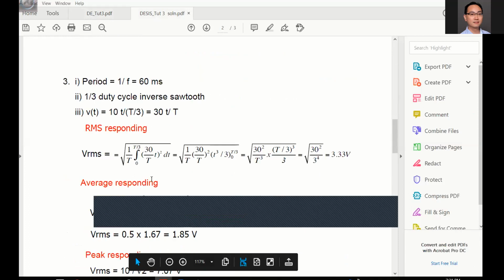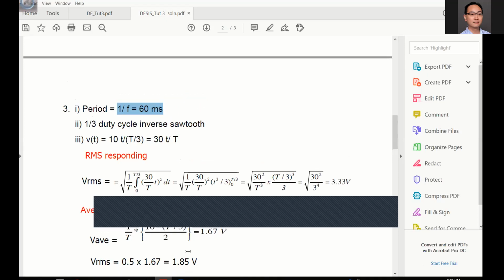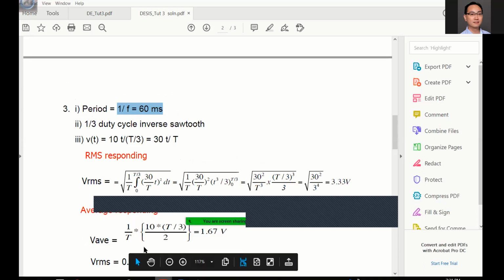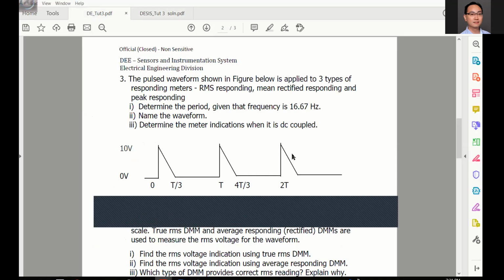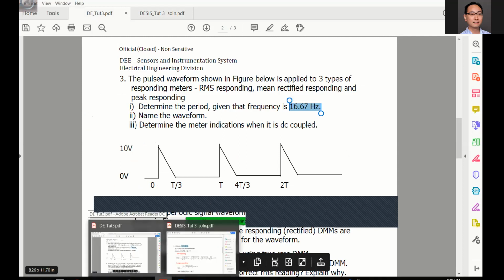Okay, so Mr. Chan actually did this one. So the calculation is quite simple. Period, I think we know. Period is 1 over the frequency, right? So 1 over the frequency. What's the frequency, by the way? Where's the frequency? Oh, okay, frequency is given, right? The frequency of the signal is given. So if you use your calculator, just try and calculate.